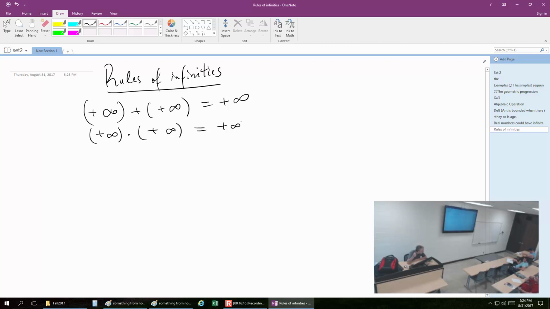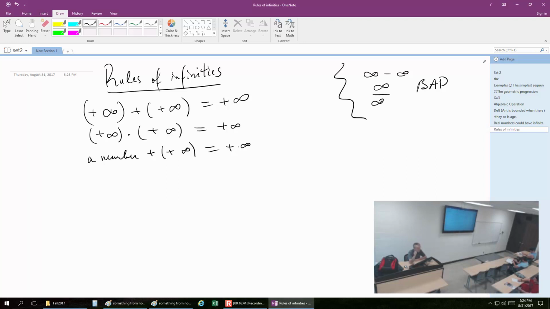Should I divide? Can I divide? Undefined. It's also undefined. So this is bad. These are all bad. So never do algebra like this with infinities. There is a little bit more, and that is I could take a number plus positive infinity, which is positive infinity. So one is something very infinitely large, or a sequence going to infinity, and you add a number. No matter how large or how small, the output will still be infinity.